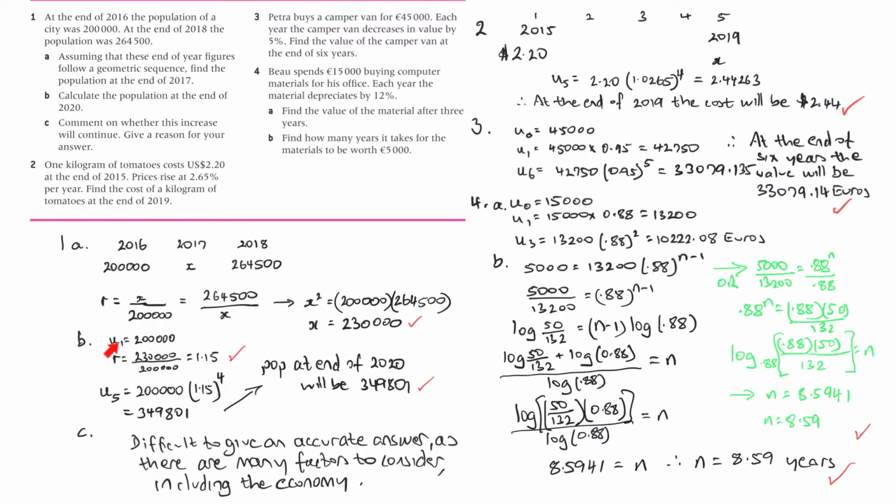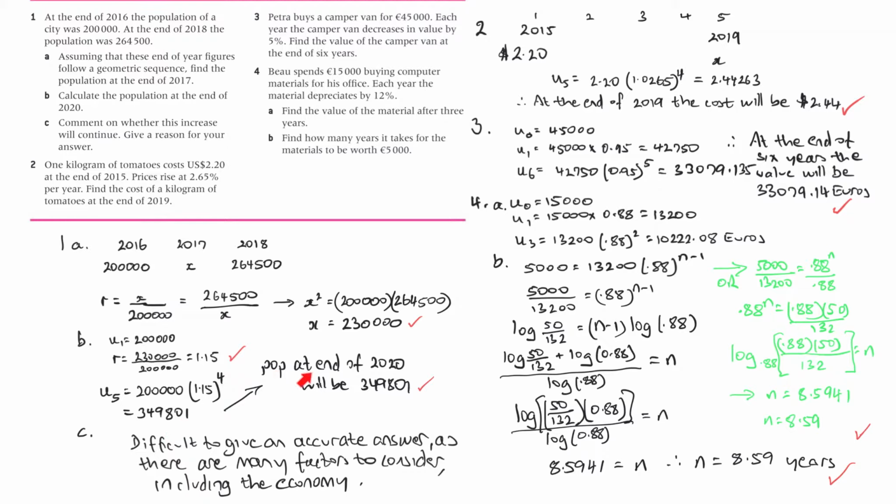So if we know R and we know U1, the population at the end of 2020, let's just remember, if you can put a pen to paper, it does help here. So we know that's U1, 2017 is 2, 2018 is 3, 2019 is 4, 2020 is 5. So U5 is 200,000, that's U1, times the R, which is 1.15, to the power of 5 minus 1, which is 4. So it's 349,801.